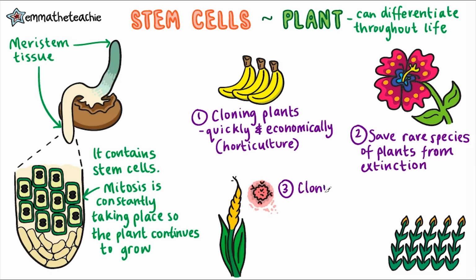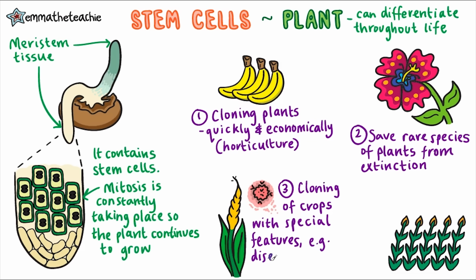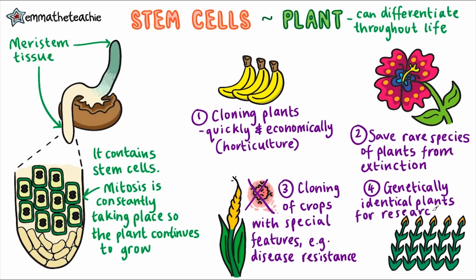A big benefit for farmers is the ability to clone crops with special features like disease resistance. And lastly, cloning large numbers of genetically identical plants for research is really useful. As the plants are all the same, the effects of the research procedure can be tested more easily.